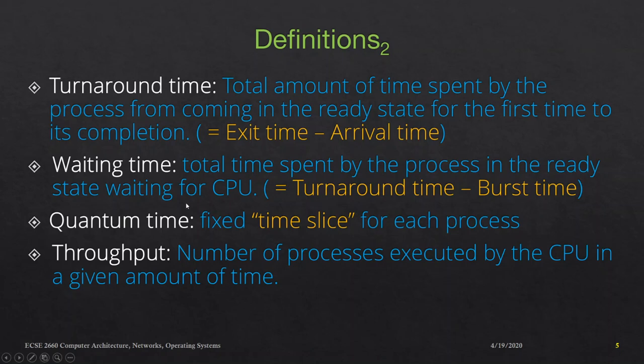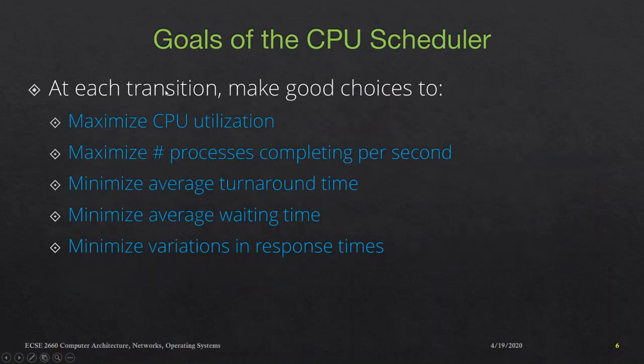Okay, so having talked about that, let's move on to the goals of the CPU scheduler. So this is the scheduler dispatch that we saw in the process state diagram. What are going to be some of the goals for a good CPU scheduler? So at each transition from one state of the process state diagram to the other, we are going to at least try to make some good choices.